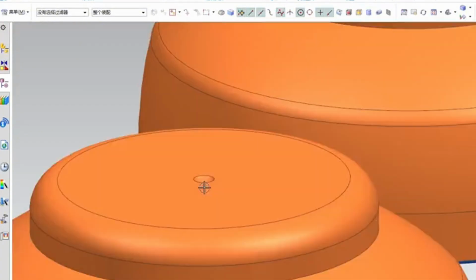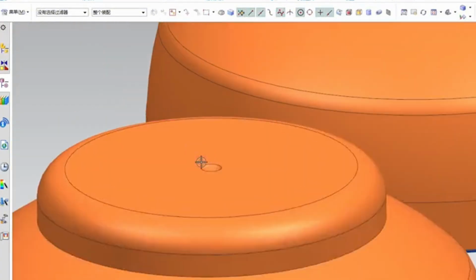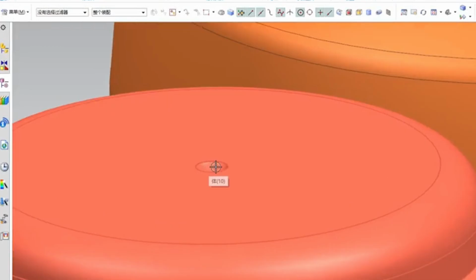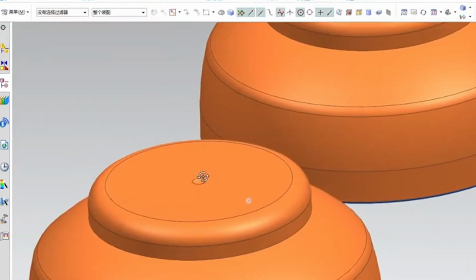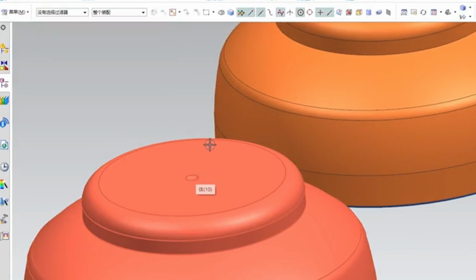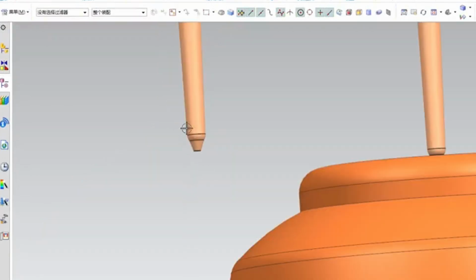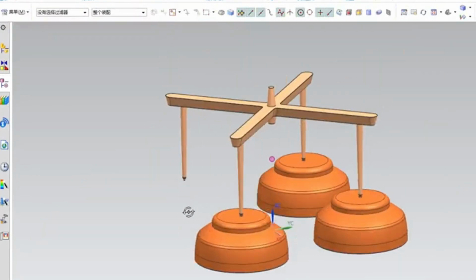The location of the gate should be chosen as far as possible in an inconspicuous position of the product or where the wall thickness is thicker, in order to avoid leaving obvious traces of the gate on the surface of the product, which would affect transparency. Cooling system design.